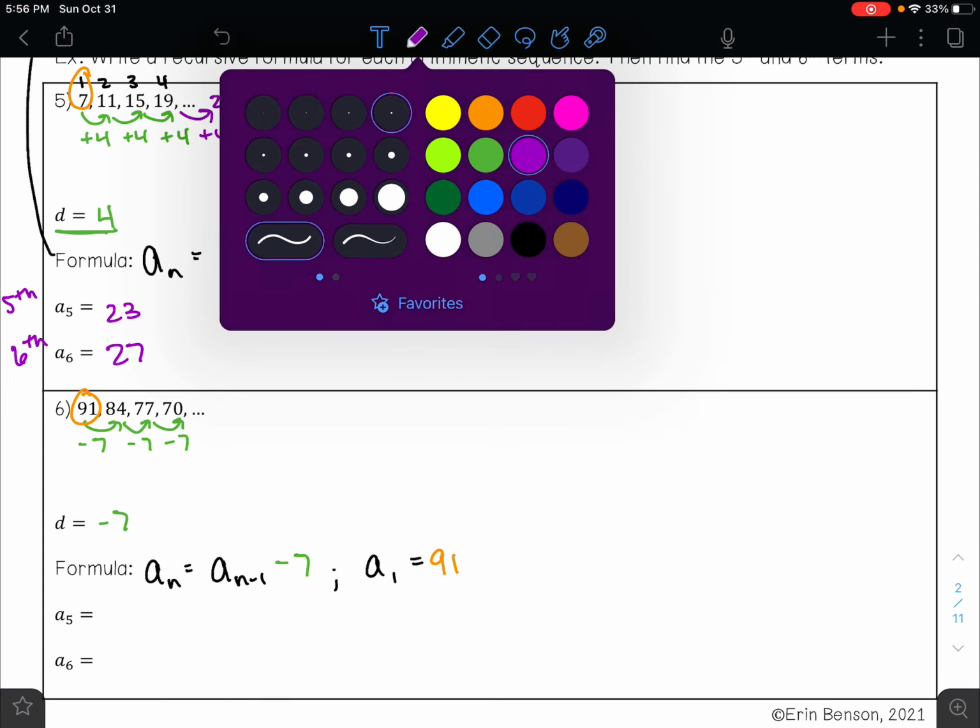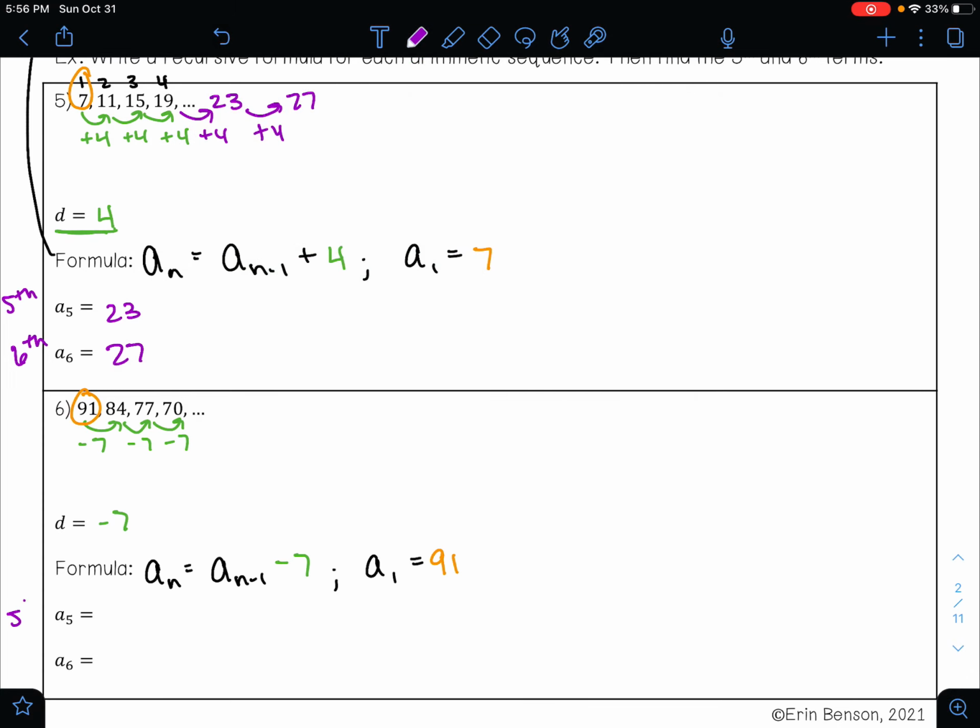For a sub 5, they want to know, hey, what's the fifth term? Well, I would need to subtract 7 again. 70 minus 7 is 63. For a sub 6, we want to find the sixth term. So I would need to subtract 7 again. 63 minus 7 is 56.